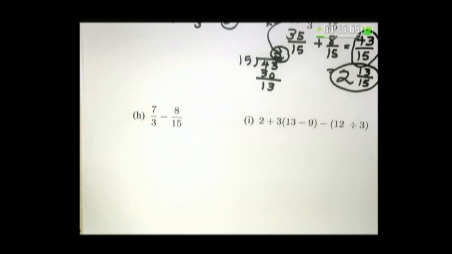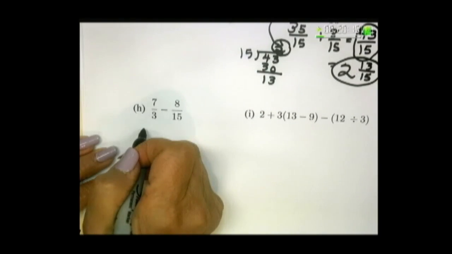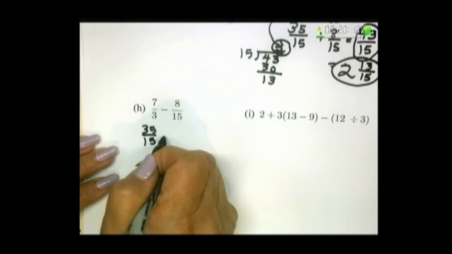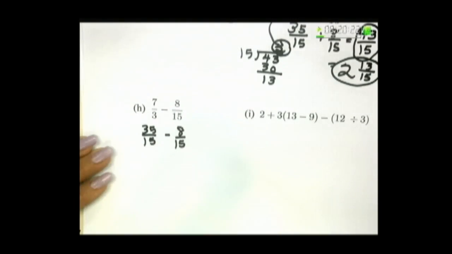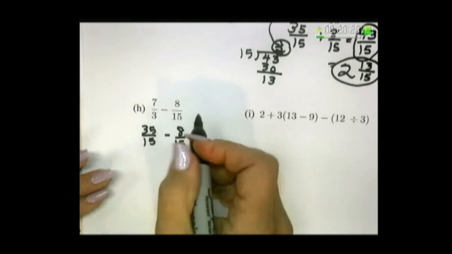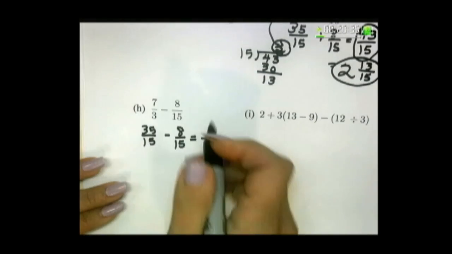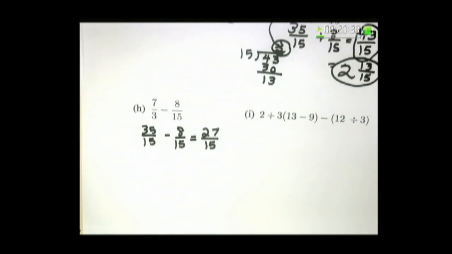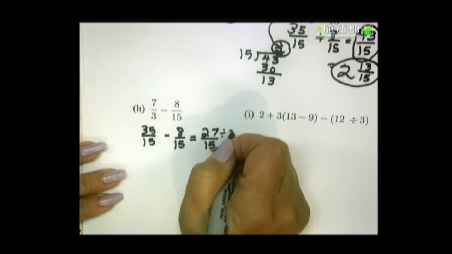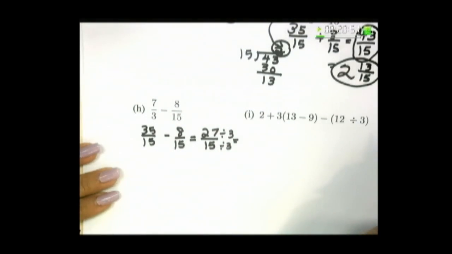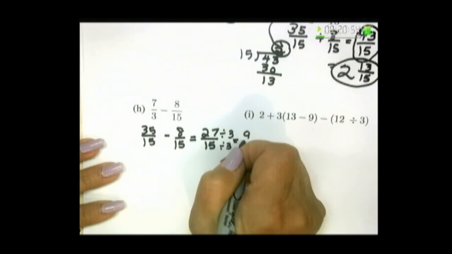We have the same problem in H, but it is subtraction. So remember that we changed 7/3 to 35/15, and we left 8/15 exactly the same because now we can subtract like fractions. So 35/15 minus 8/15 will be how many 15ths? 27/15. Now that does reduce because there exists a number that divides both 27 and 15, which is 3. So when we divide 27 and 15 by 3, we get 9/5.